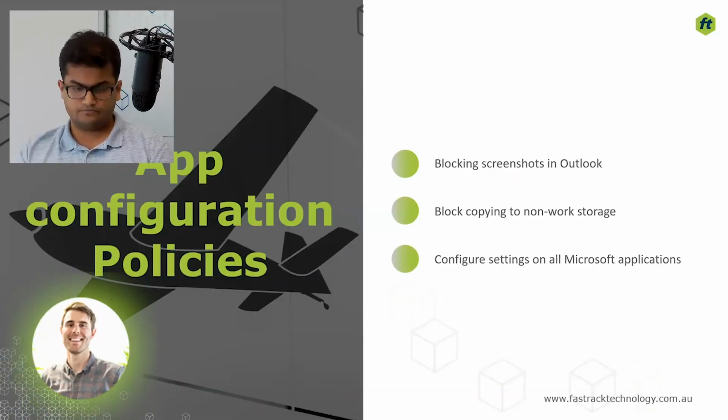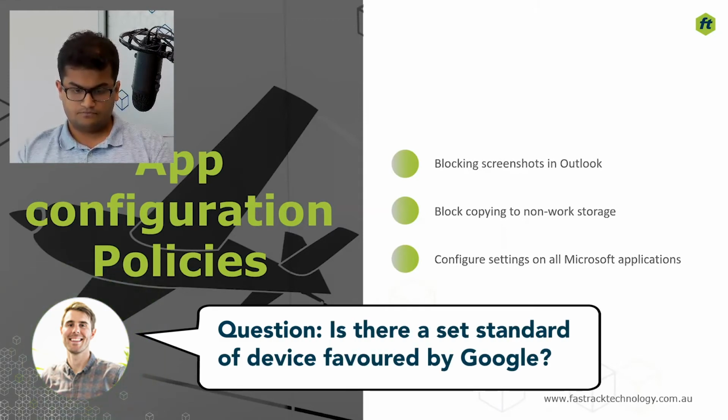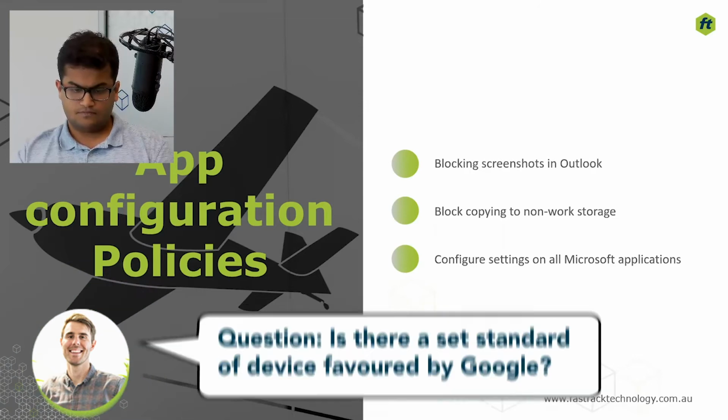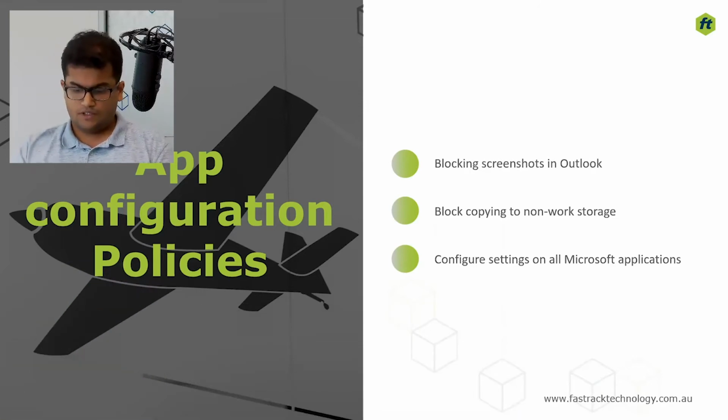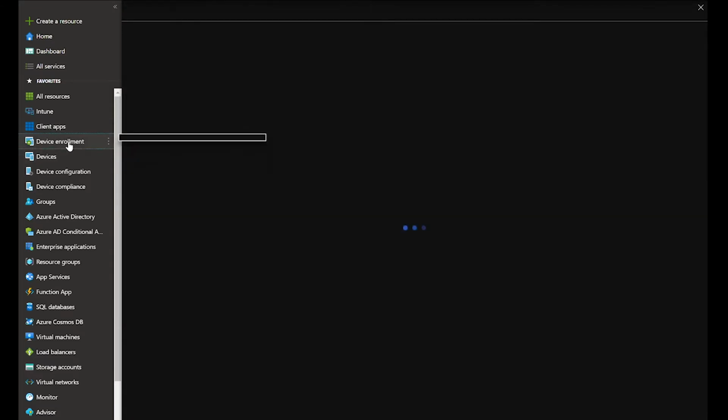Jesse's asking, in regard to the Android Enterprise enrollment, is there a set standard Android device that is most favored by Google? If you go onto the Google Android Enterprise website, which Hayden can send you the link for, they have a list of recommended Android devices that are most compatible with Android Enterprise, with which you can make the most use of the Android Enterprise environment. All the latest Samsung devices, and obviously the Google Pixel and Google devices, are highly compatible with the Android Enterprise environment.